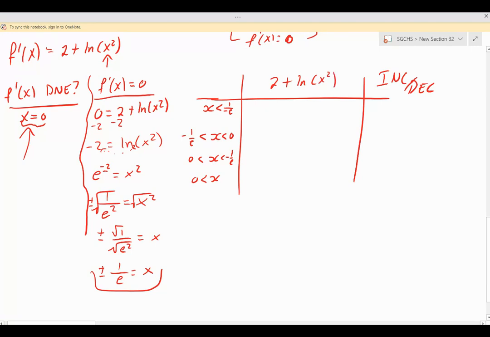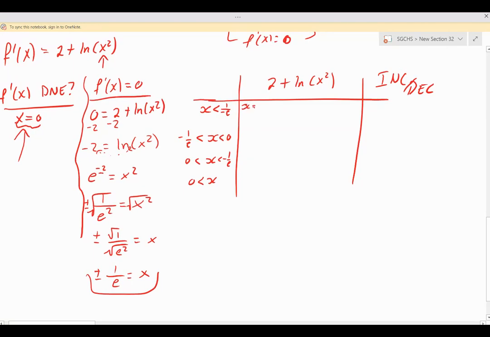So now we plug in our test values. So for here, we could use something obnoxious like -100. If we plug in -100 there, recognize that our negative value is going to get canceled out and it'll simply be positive. It's going to be a very big positive number, which is going to make the whole thing positive. So that means when x is less than 1 over negative e, your original function is increasing.